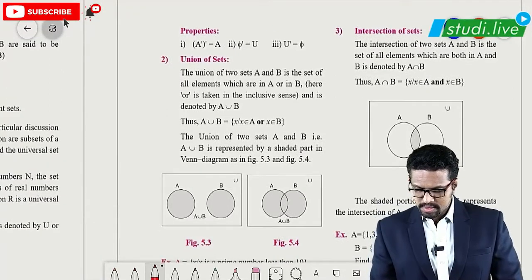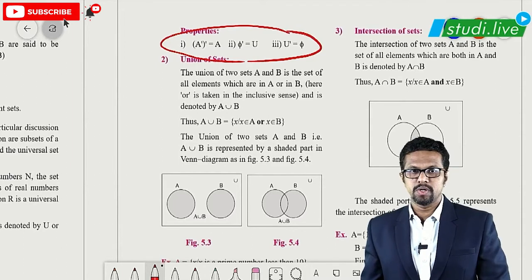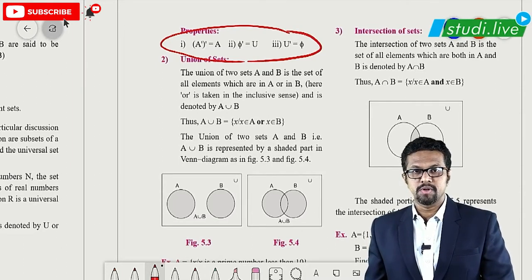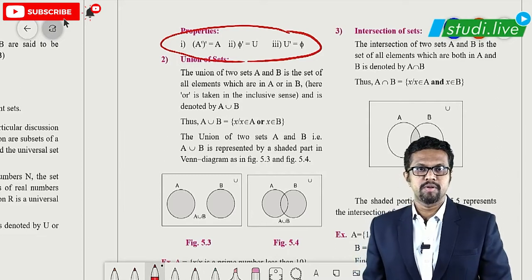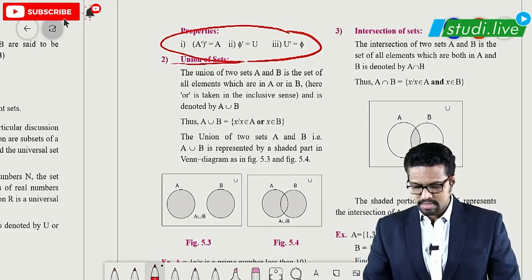These are some properties of A complement. The complement of A complement will be equal to A. The complement of the universal set will be equal to the empty set, and the complement of the empty set will be the universal set. The next important discussion is about union.